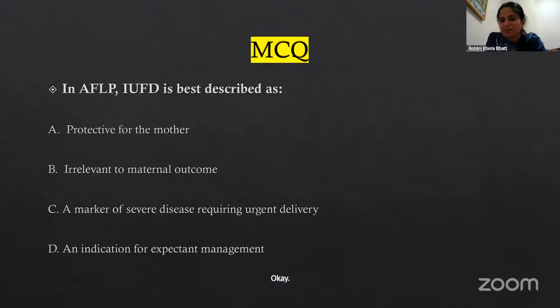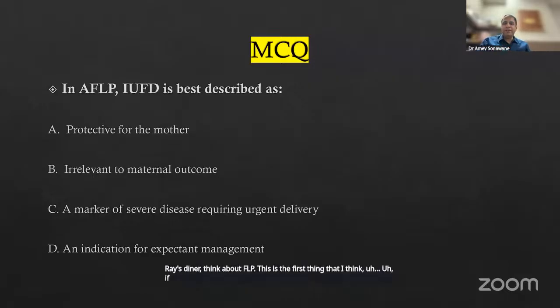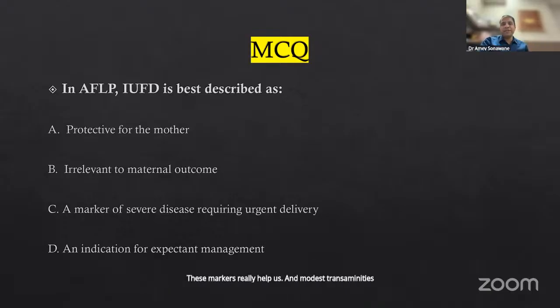Any other inputs, Dr. Ashwati, Dr. Amer, and Dr. Deepak? So I think for the residents who are joining in, in an elderly primary, you see deranged LFT, you see hypoglycemia, you see AKI, DIC, raised INR. Think about AFLP. This is the first thing I think of to initially differentiate where the train is heading; these markers really help us. And modest transaminitis. They'll not have transaminitis in the thousands, as we see in viral hepatitis.